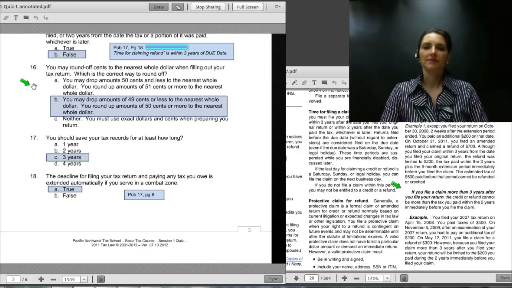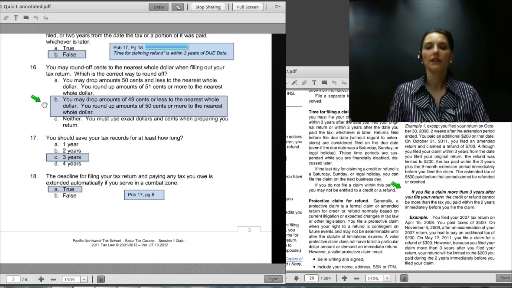Number 16, you may round off cents to the nearest whole dollar when filing your tax return. Which is the correct way to round off? A, you may drop amounts 50 cents and less to the nearest whole dollar. You round up 51 cents or up to the nearest whole dollar. That's actually incorrect. The answer is B. You may drop amounts of 49 cents or less to the nearest whole dollar, and you round amounts of 50 cents or up to the nearest whole dollar.